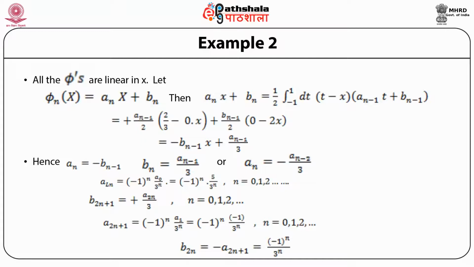So we have a_n is (minus 1) to the power n, a_0 by 3 to the power n, which is equal to (minus 1) to the power n, 5 by 3 to the power n for n equal to 0, 1, 2, and so on. b_{2n+1} is equal to a_n by 3, for n equal to 0, 1, 2, and so on. b_{2n} is minus 8 and a_{2n+1} is (minus 1) to the power n divided by 3 to the power n. A little involved algebra, so if you do it yourself, you can see one can easily obtain these terms.